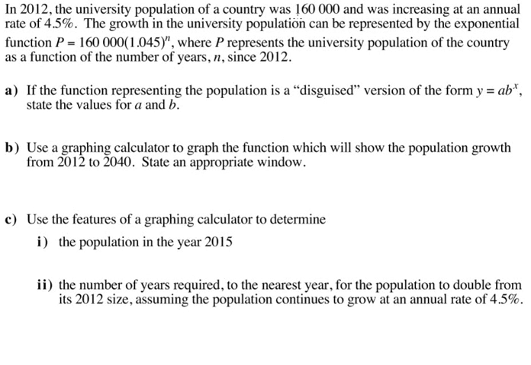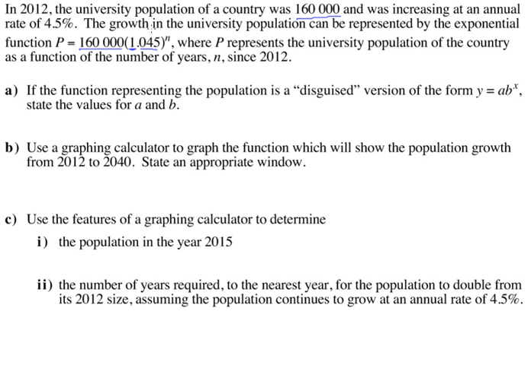In 2012, the university population of a country was 160,000 and increasing at an annual rate of 4.5%. The growth in the university population can be represented by a function. Okay, so it's at 160,000 now, and it's being multiplied by 1.045 every year. Notice, we're not just multiplying by 0.045. That would mean that every year we only have 4.5% of our students left, and the other 95.5% are dying or disappearing or something. Multiplying by 1 means, okay, we've still got all the students we had before, plus we have another 4.5%. So this is how you do an exponential growth.